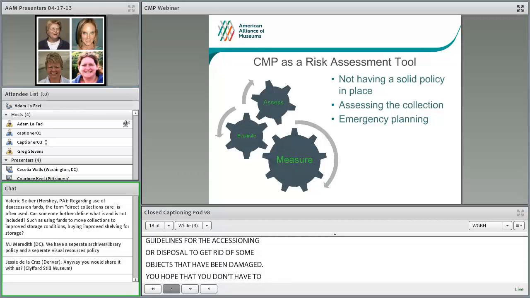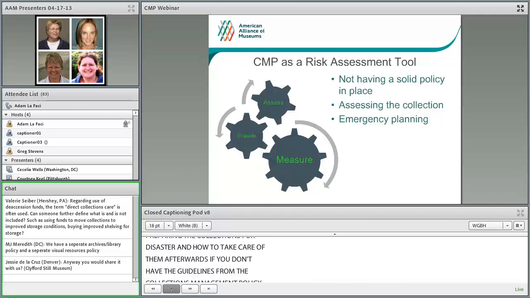You can't write an emergency plan that tells you how to prepare the collections for disaster and how to take care of them afterwards if you don't have the guidelines from the collections management policy for managing them. So back to Cecilia.